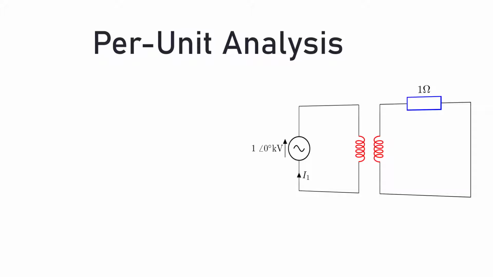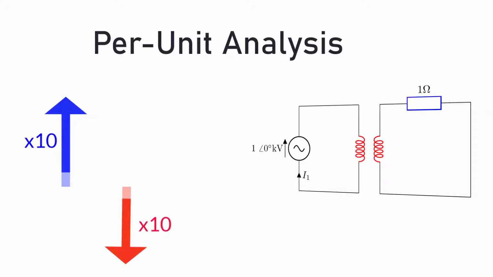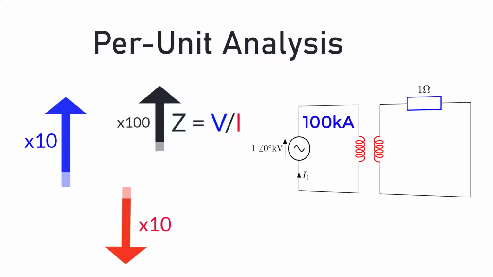It actually changes by the square of the turns ratio, which kind of makes sense because let's say we have a step-up transformer of 10 to 1. The voltage goes up by 10 and the current simultaneously goes down by 10. That's a change in impedance of 100. That's the square of the turns ratio of 10 to 1. This is why the impedance seen by the generator differs from 1 ohm by a factor of 100.